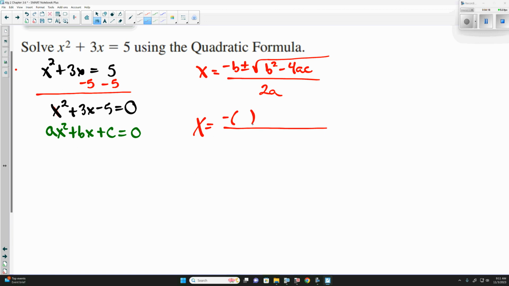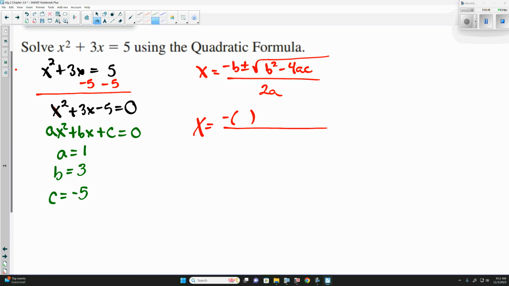Now, to use the quadratic formula, all we've got to do is plug in the values of a, b, and c and simplify. So if we look at this here, a, in our case, is what? 1. A is 1. B is 3. C is negative 5. Because A is positive 1, B is positive 3, C is negative 5.